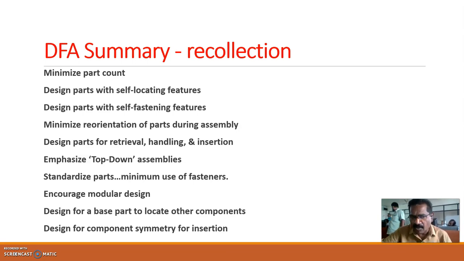Emphasize top-down assemblies. Standardize on the minimum use of fasteners. First, check whether a fastener is required at all. If it is not required, then try to adapt that. But if it is required, try to choose the fasteners which are much easier. Is there a way of going for adhesive fastening? Is there a way to go for snap fit? Or do we have to go only for the threading operation, which is a very costly process?